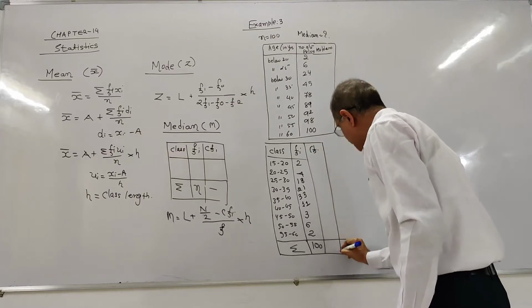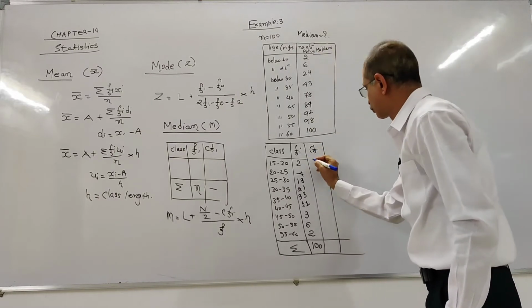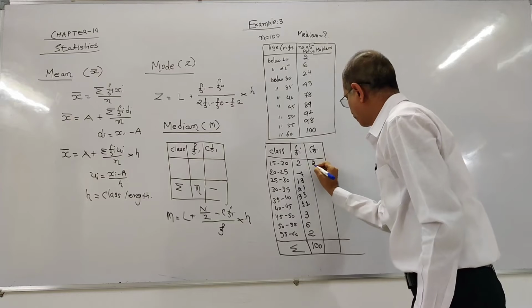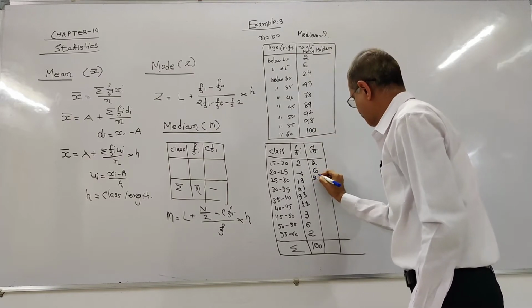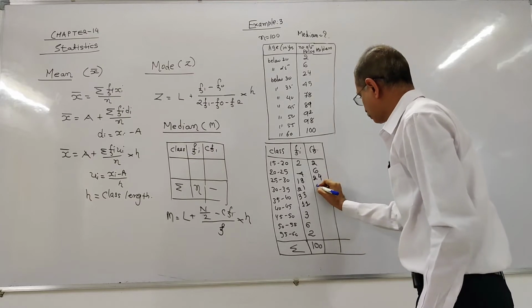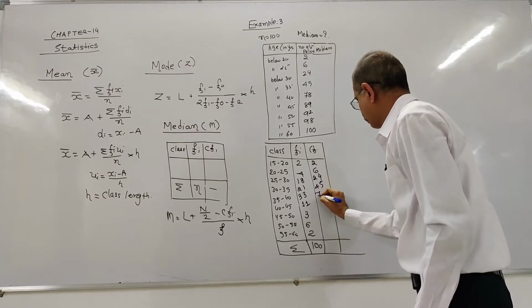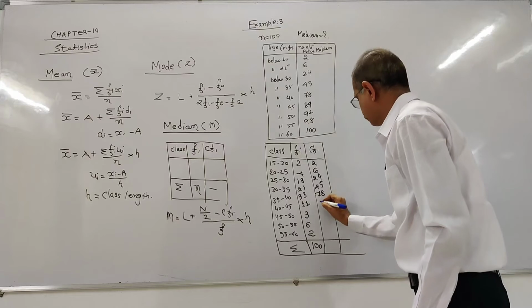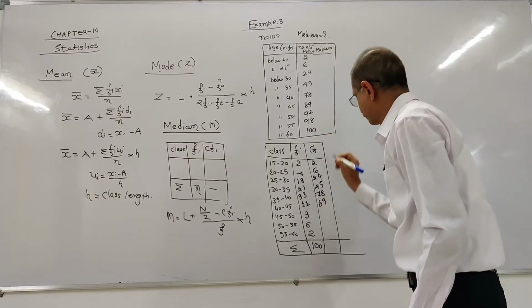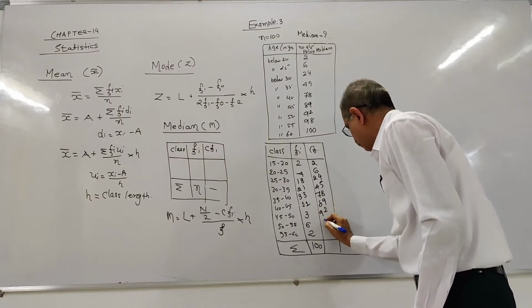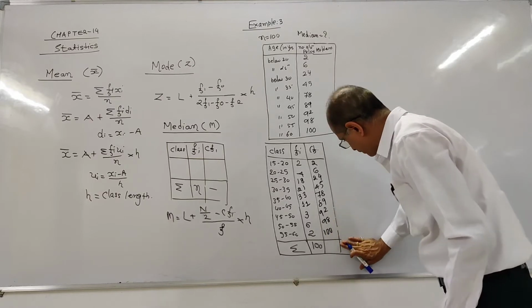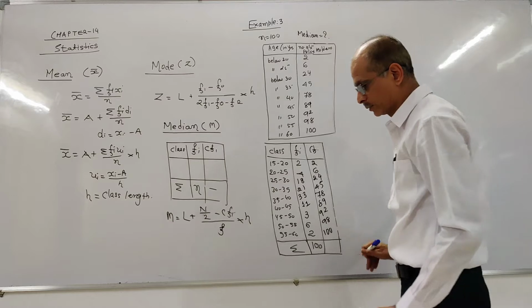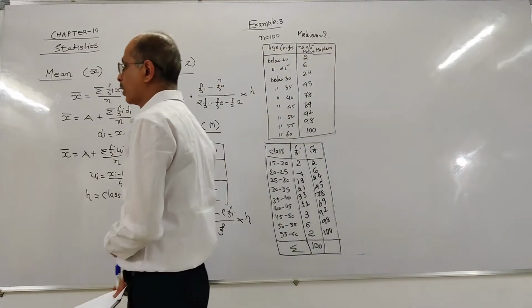And in this example, CFI is already given to you. So 2 plus 4, 6, 6 plus 18. You can write from this given example 45, 78, 89, 92, 98 and 100. So here we have prepared the table to find out the median of a data.